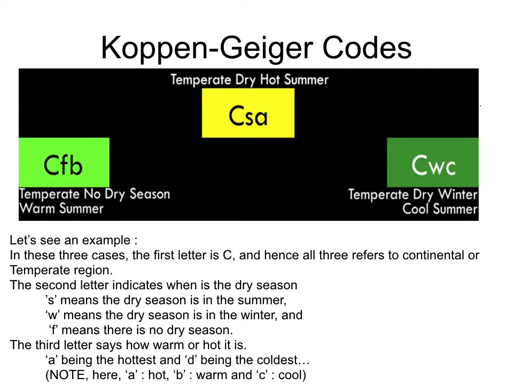The temperature decreases from A to D: A, B, C, and C is the cooler. This way, all these codes can be decoded. Now we'll try to see each of these categories given in Köppen's codes somewhat briefly.